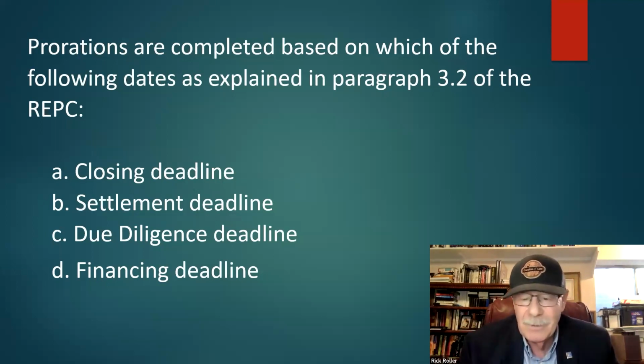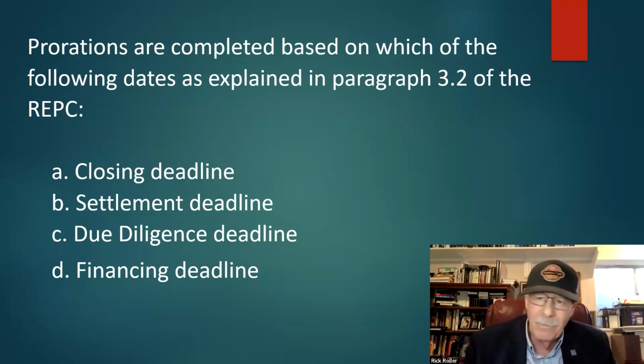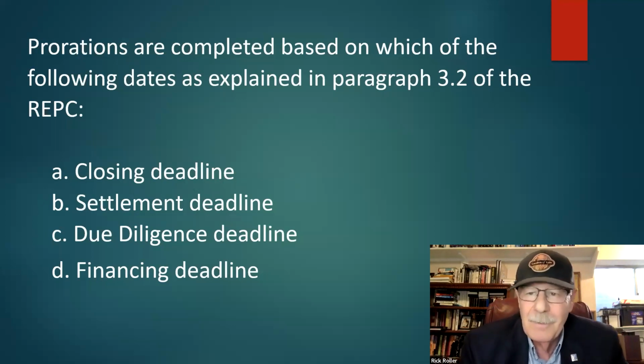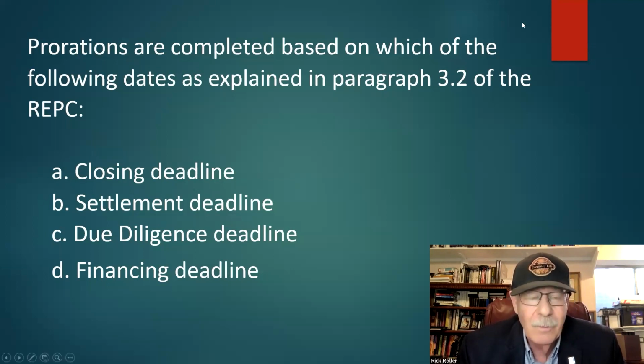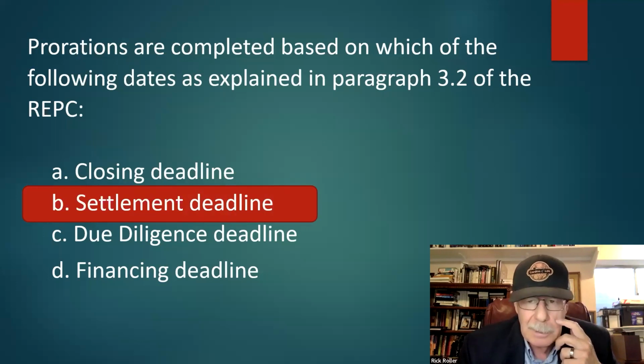Obviously, paragraph 3.2 is going to be in the front pages, and a section with a bigger number is going to be on some of the back pages. But you need to be fluid with what those are, because you might want to double check this. It's going to be explained in paragraph 3.2, and that is the one that gives you the settlement deadline. So the answer to this question, prorations are completed based on what? We're going to use the settlement deadline, B. Not the closing deadline, but the settlement deadline.